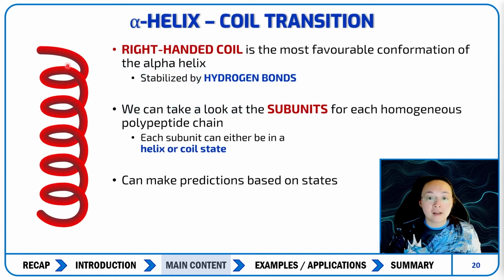Okay, so on the left side, I have a right-handed coil, just something that I drew. From before, we note that a right-handed coil was more favorable than the left-handed coil, so we might as well use that. And it was stabilized by hydrogen bonds. So why don't we take a look at the individual subunits that make up the entire helix and assume that they're in unity, because it's just a lot easier, and assume that they're all homogeneous. So the one thing we want to change is whether they're in a helix or coil state, but we have to define these first.